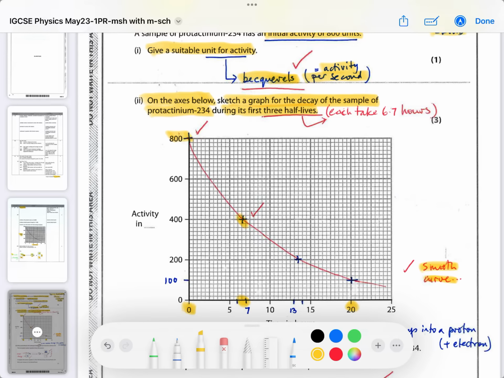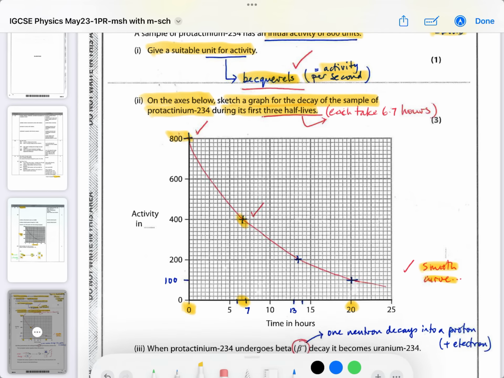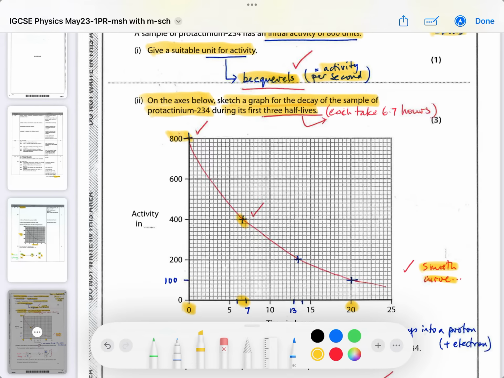So I've drawn it as accurately as I can on this scale to show that after 6.7 hours, here would be 6.7 hours, just below 7. If you do it with a narrow pencil, you'll be able to work it out. And then after another 6.7 hours would be 13 point something. Then it'll be down to 200 because it's halved again. And after another 6.7 hours, which will be about 20, it'll go from 800 to 400, from 400 to 200, from 200 to 100. And that's what half-life means.